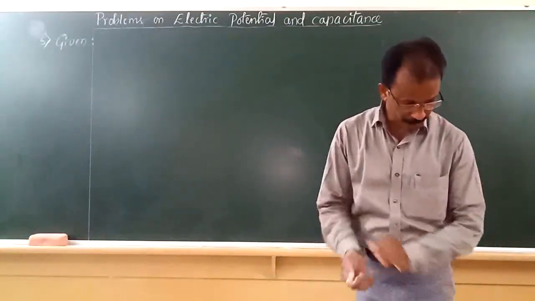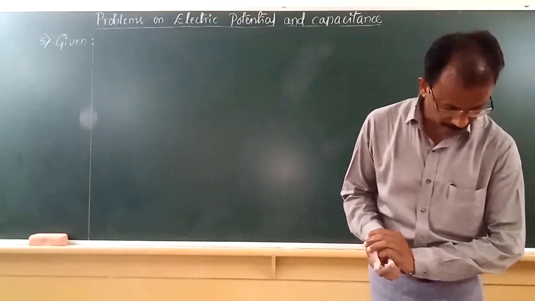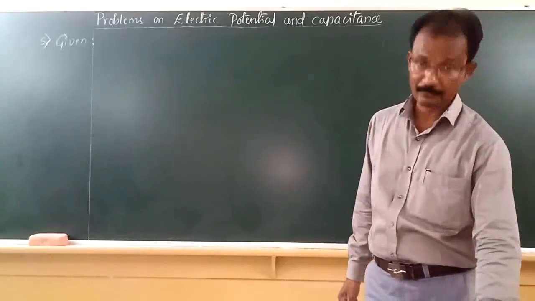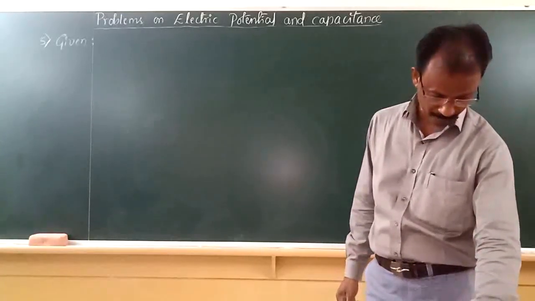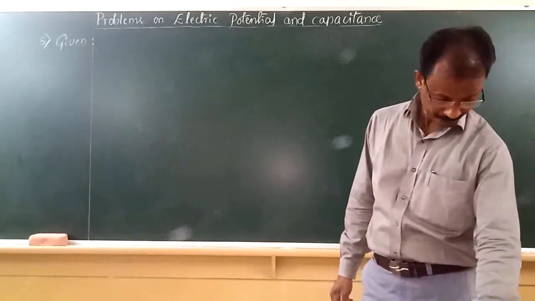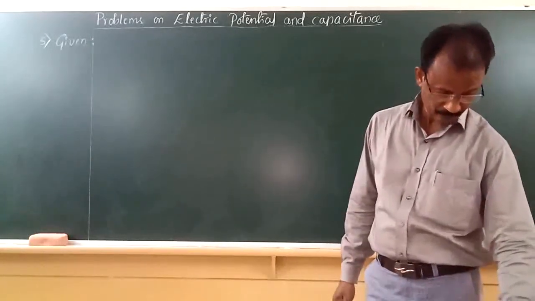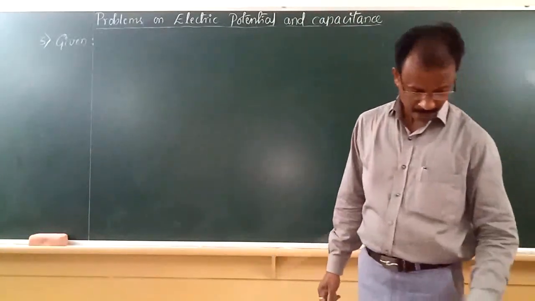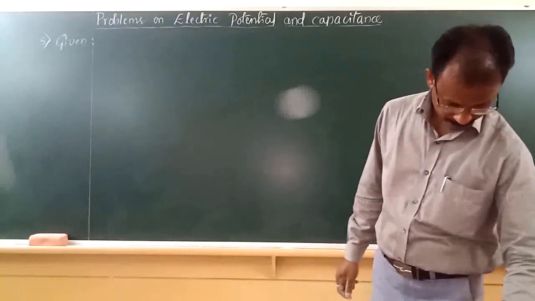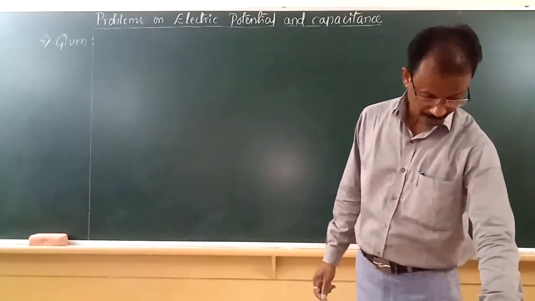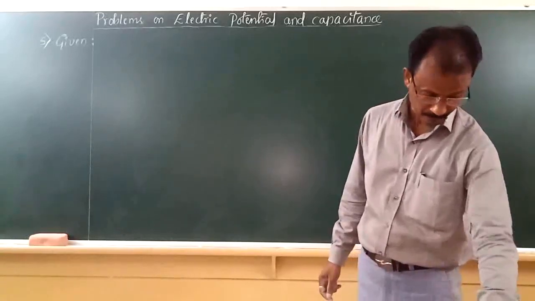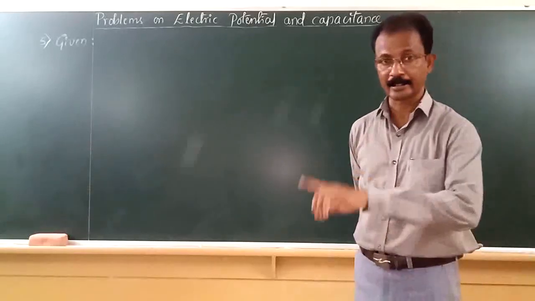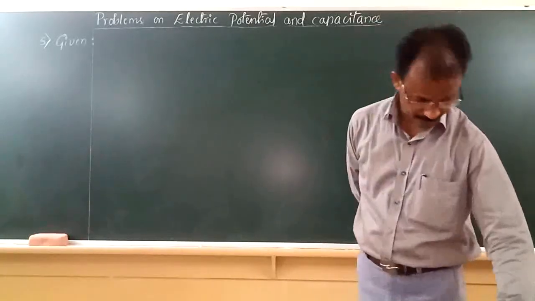Fifth problem. A point charge of 20 microcoulomb is situated at a point O. A and B are the points 0.05 meter and 0.15 meter away from this charge. Only one charge, 20 microcoulomb, is placed at O. Two more points are there, one at 0.05 meter and another at 0.15 meter away from O. Find the potential at A and B.